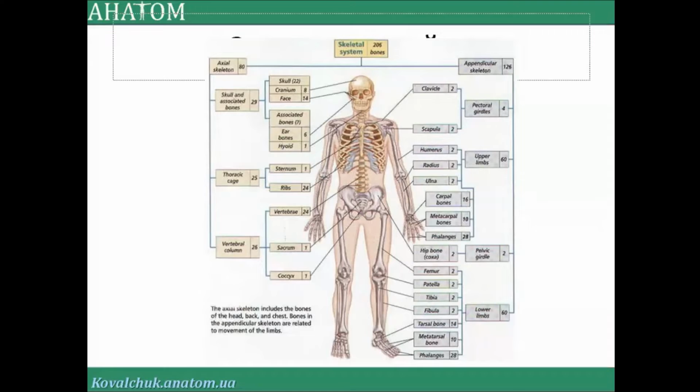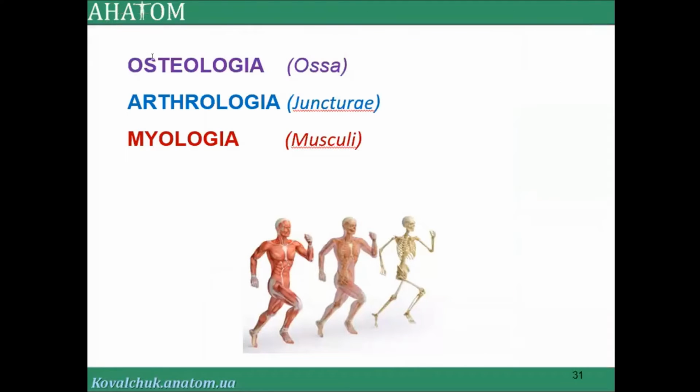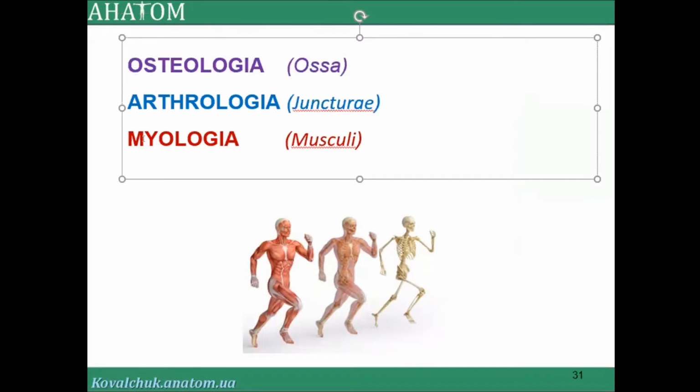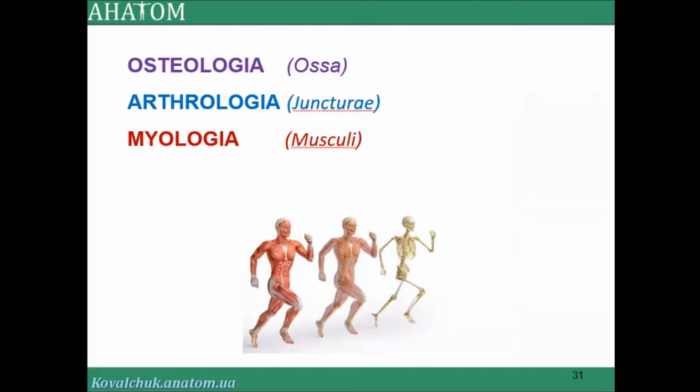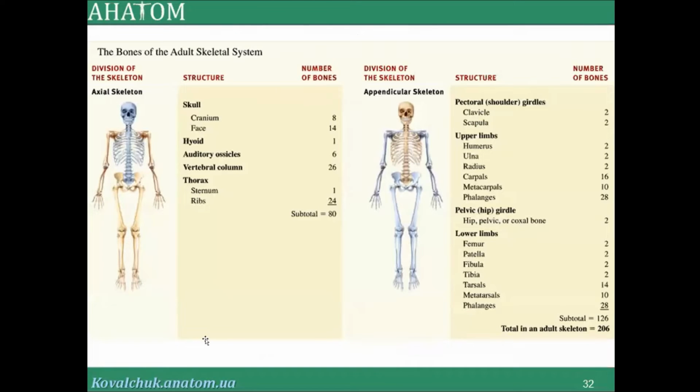Next one, you understand osteology very well. It's a big science about bones; arthrology, about connections or joints; and myology, about muscles in the human body. This is another variant, a table: subtotal bones of the axial skeleton 80 and subtotal appendicular skeleton 126. Together it's 206 bones, and these numbers are very important to remember in the future.